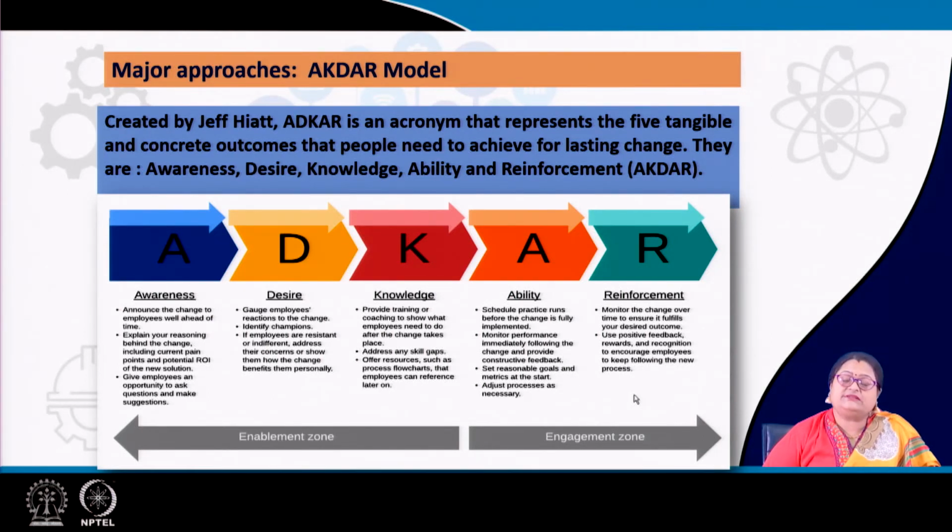Awareness, desire, knowledge, ability, and reinforcement are the five tangible outcomes, where people really want to understand what the after effects of change are, how to adjust to the change situation, what they are expected to do, and other things.